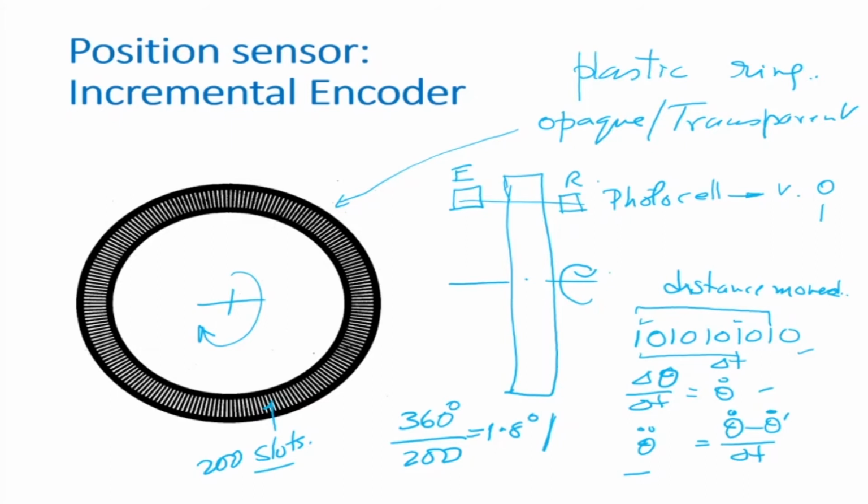Now it costs nothing. The signal that is coming out from here is 0 and 1, so the controller can actually read it. You don't need to convert it again.